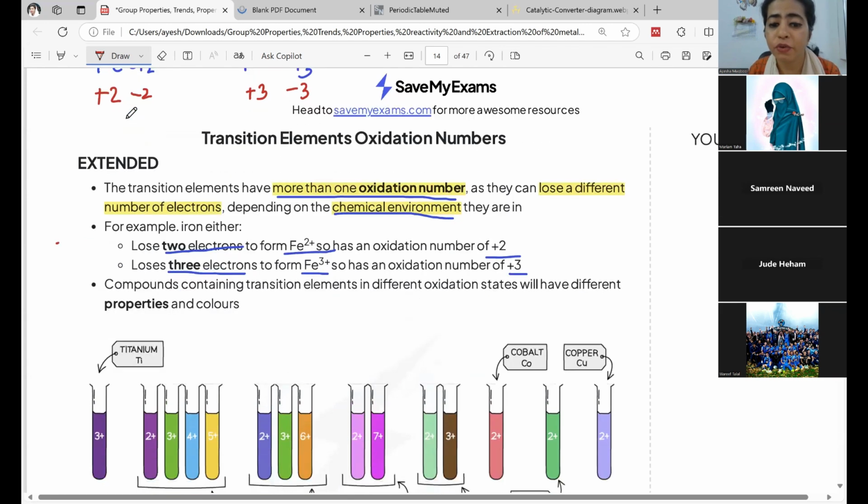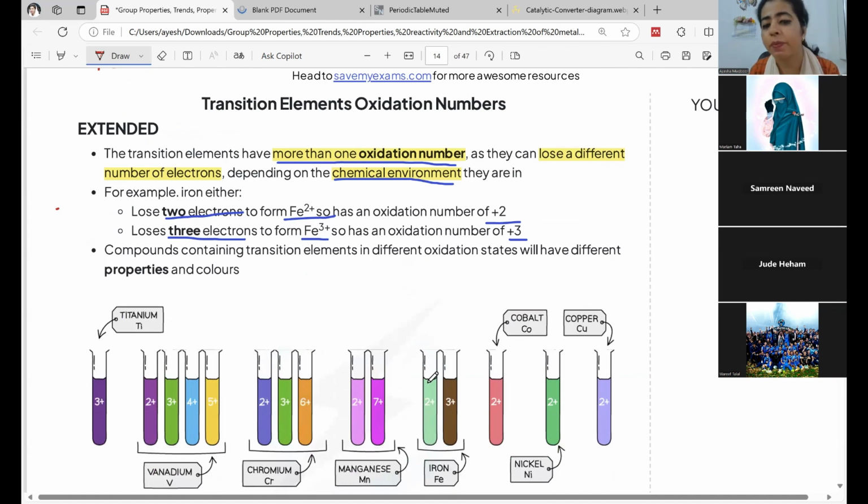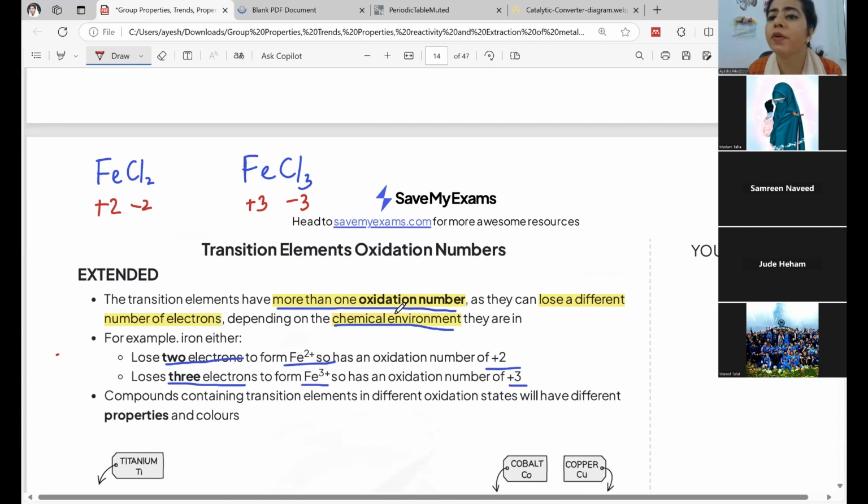Iron compound with +2 is going to have the color green. Iron with +3 is going to have the color brown. Or maybe they can ask you, are they both having the same color or different? Definitely they will have different color because of different oxidation state.